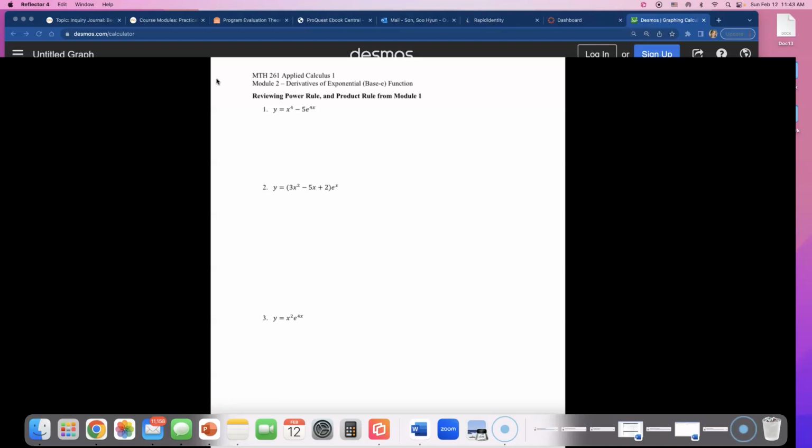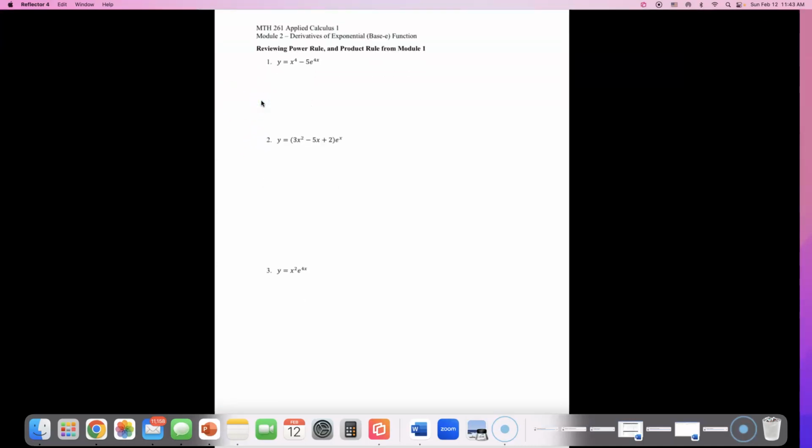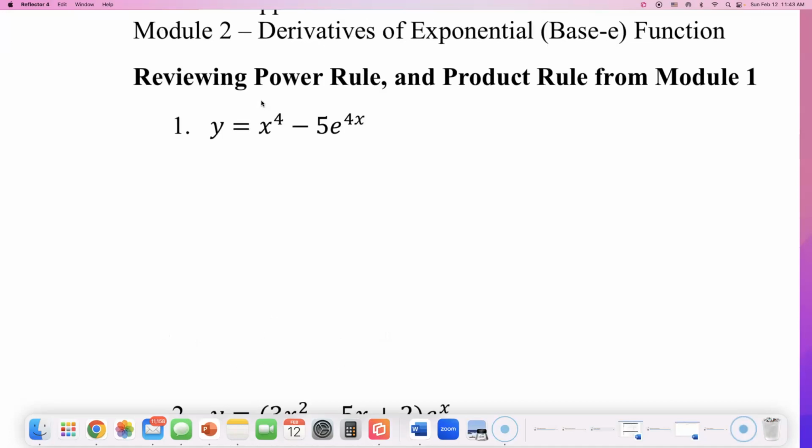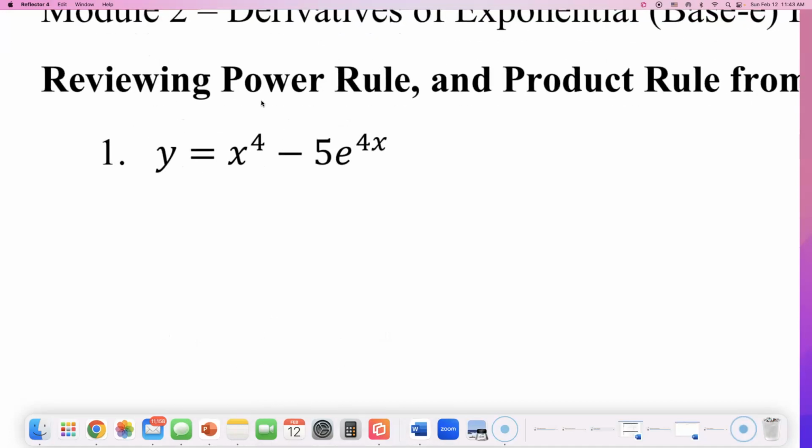Alright, we gotta review some power rule, product rule from module 1. So let's look at this one. We're taking the derivative of x to the fourth. Well, that part's super easy, isn't it? That's just going to be what? 4x to the third power.